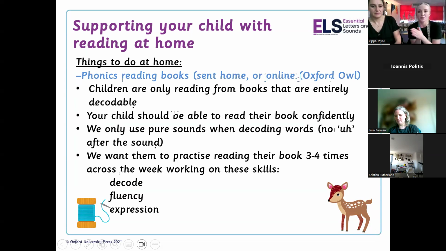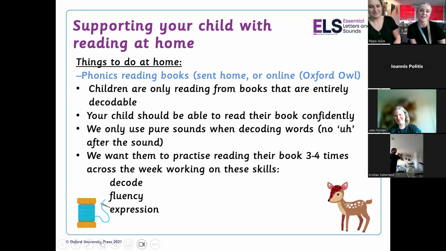Pippa will talk about the pure sounds a bit later, but the way that we teach it is called a pure sound because it's not got a schwa, like buh or duh, on the end. The children will be the experts. It's just treating them as the experts in this because they'll know how we pronounce it. They're very good at pretending to be us.